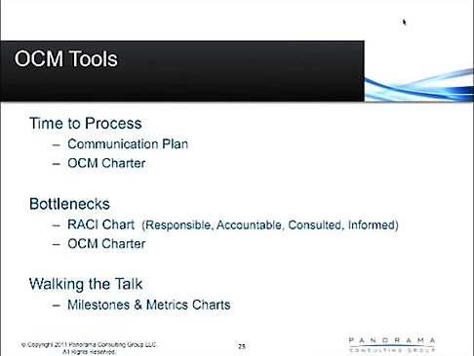When you talk about time to process, that's where the communications plan and the OCM charter become very important. The thought process here is that you want to make sure you're communicating all of the changes via multiple communication vehicles to employees well before training starts. And when you look at bottlenecks, this overlaps with project management and PMI best practices. A RACI chart, defining who's responsible, accountable, consulted, and informed for any given activity in a project plan, is going to help identify where the resource constraints and challenges might be.